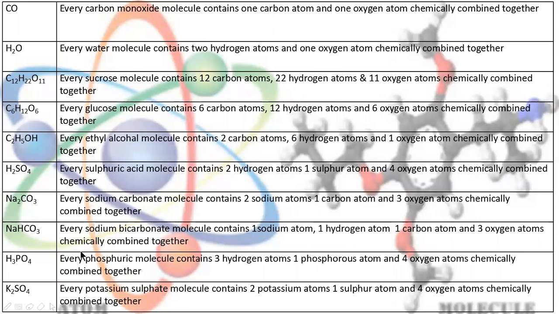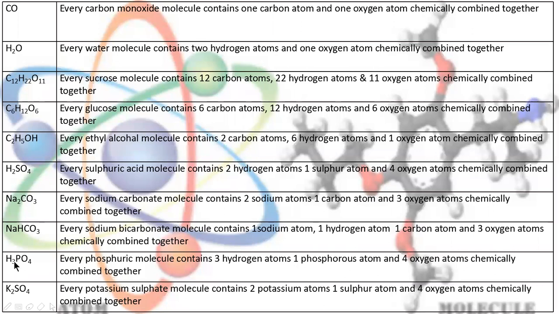Now the next is NaHCO3. Na sodium 1, H hydrogen 1, carbon 1, oxygen 3. This is the formula of sodium bicarbonate. It contains 1 sodium atom, 1 hydrogen atom, 1 carbon atom, and 3 oxygen atoms chemically combined together.